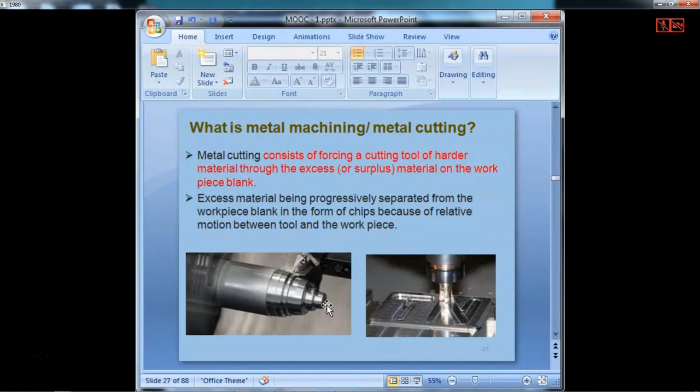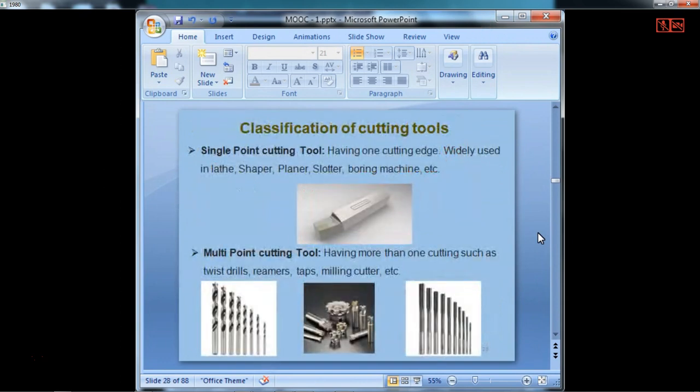So here you see two pictures. The first one is the operation we call the turning operation, where we are using a single point cutting tool. And on your right, what you see is a milling process. It is called a multi-point cutting tool, where there are more cutting edges involved in the machining process. Here also you can see the single point cutting tool, where there will be only one point. This is the point here which will contact the workpiece.